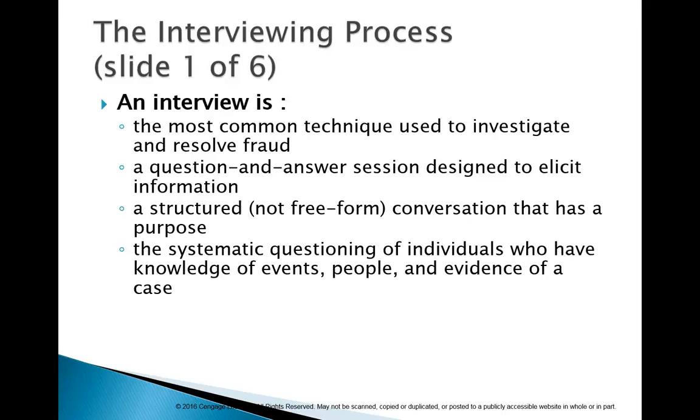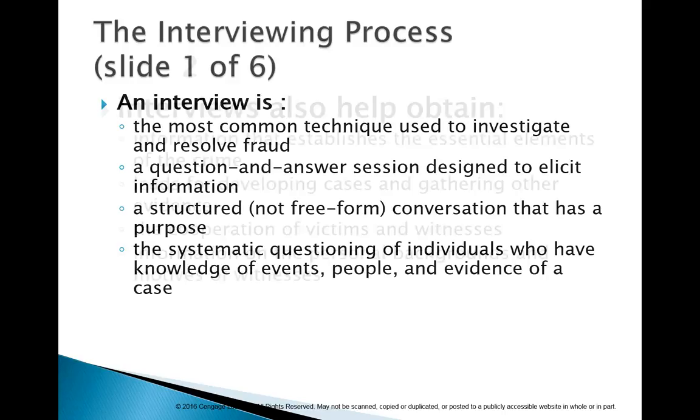And then it's a structured conversation. We go through and we ask our questions. Generally we have this written down, questions prepared. And then, as they answer, we'll have follow-up questions as well. But again, this is a structured conversation that we have with these individuals. And so it's a systematic questioning to gather knowledge about events, people, and potential evidence in the case.